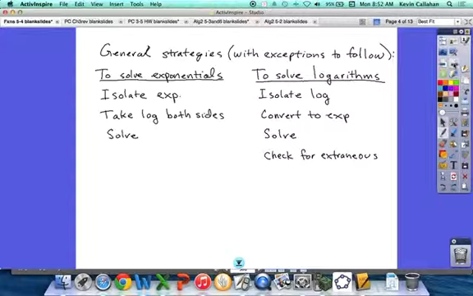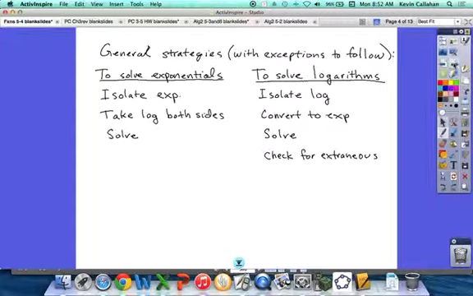So in both cases, you start by isolating. Isolating means make sure that the exponential is the only thing on that side of the equal sign, or make sure that the logarithm is the only thing on that side of the equal sign. And then, as you'll see in a minute, we use the other function. For exponentials, we take the log of both sides. For logarithms, we convert to an exponential.